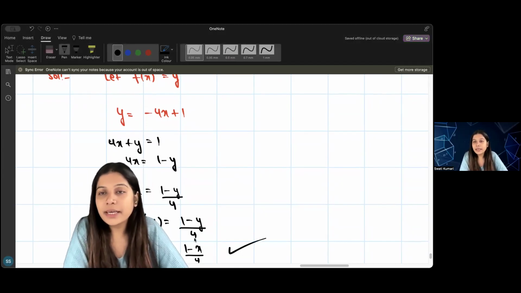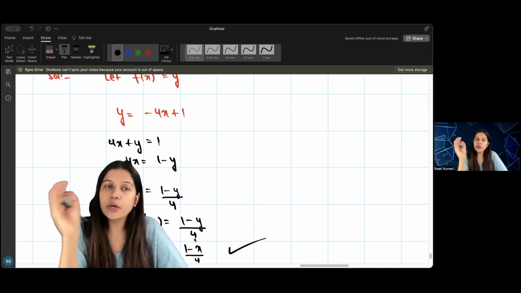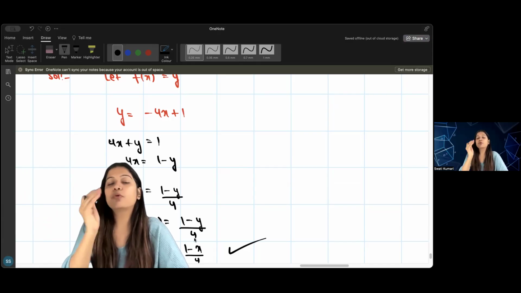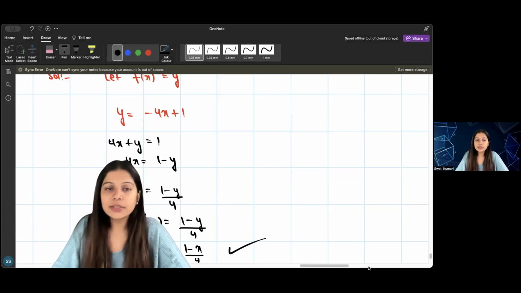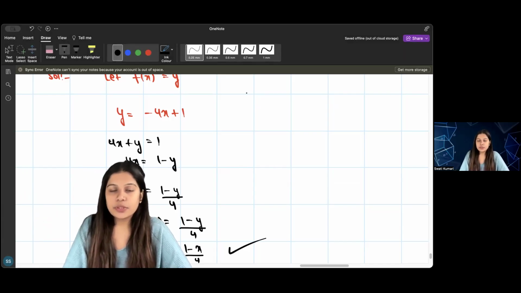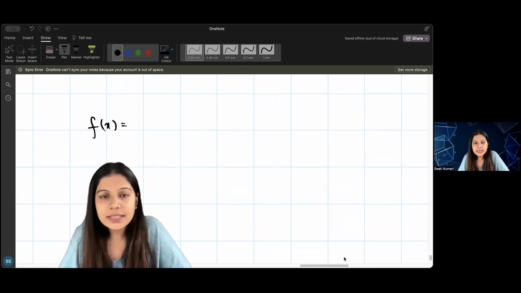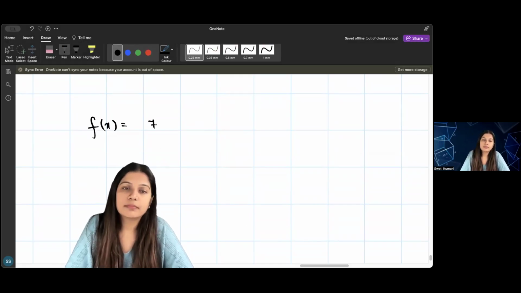And I feel like finding the inverse of a function is one of the simplest topics in the topic function. So I hope you're understanding this. Let's take another question. So the next question we have is f(x) equals 7x plus 18 over 2, and we have to find out the inverse, right?